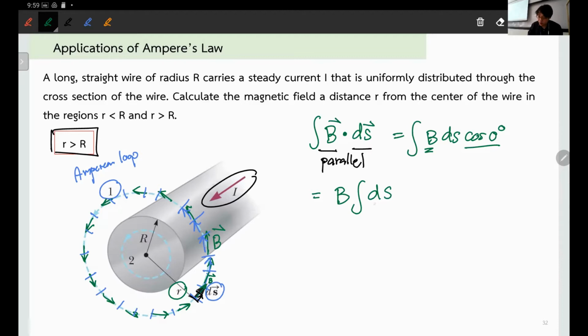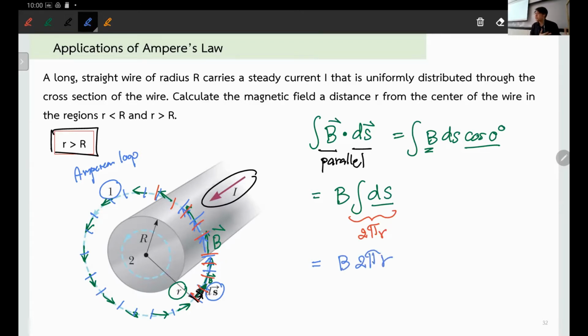What is the integral of ds, guys? I have the ds, ds, ds, and just sum them up. It's just the circumference of a circle. Very good. So this integral is just 2 pi r. Very nice. So now I have arrived at B times 2 pi r.